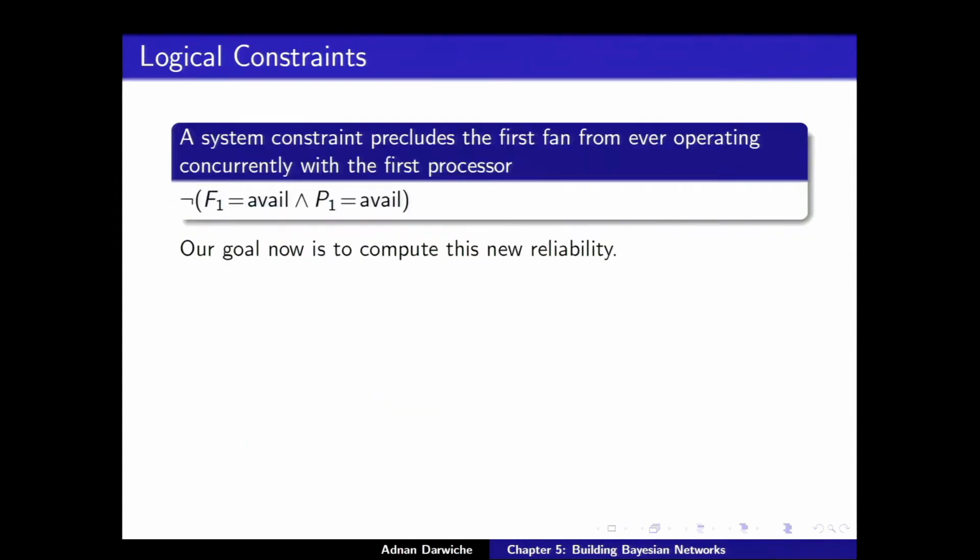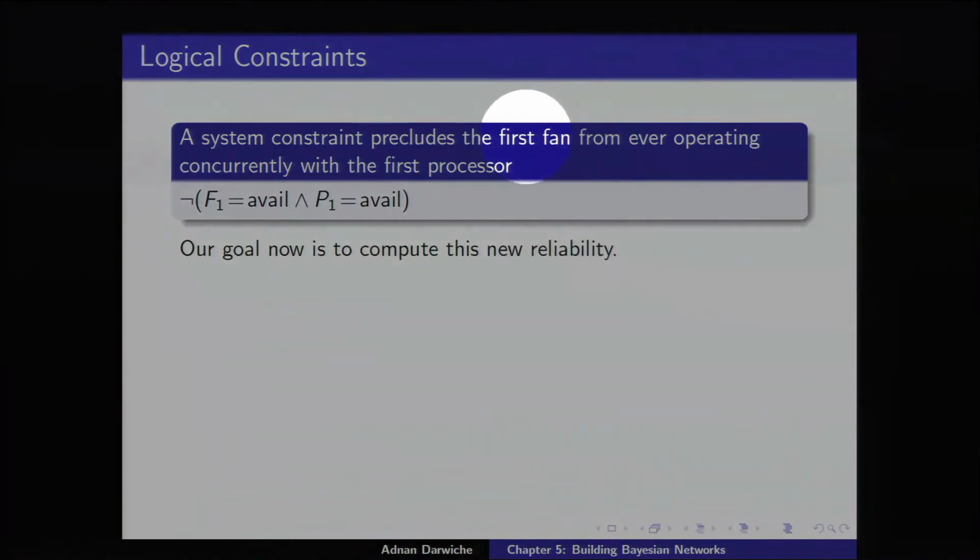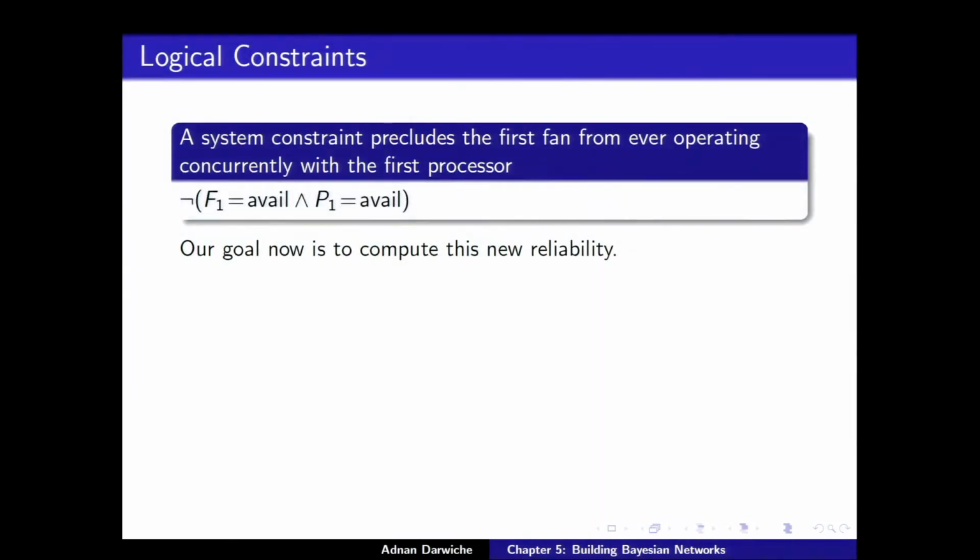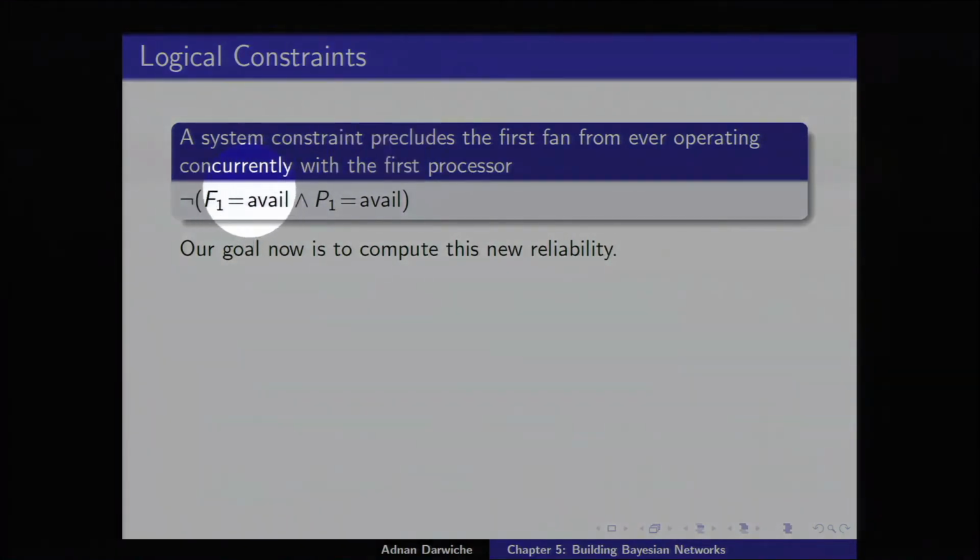So suppose someone comes to you and says, for some reason, I know that it is not possible for the first fan to be operating concurrently with the first processor, right? So you have this particular constraint. First fan and first processor cannot be both available at the same time. And then you want to do your computations under this particular piece of information. So you can think of that as evidence. The evidence is this particular thing, right? This is a variable instantiation.